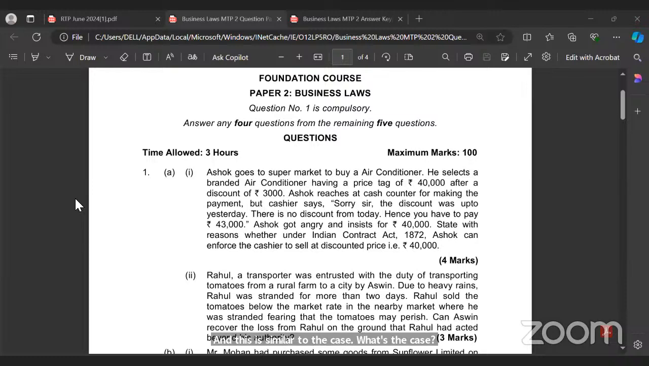Boots Chemists versus Pharmaceutical Society of Great Britain. Remember a similar case, the itching oil one I did with you all? So this is similar to that case. Here Anshu cannot insist on the discount because he is making the offer and the cashier is rejecting his offer, and he is not making the acceptance. So, conclusion: Mr. Anshu cannot get the air conditioner at a discount because the offer has been rejected.